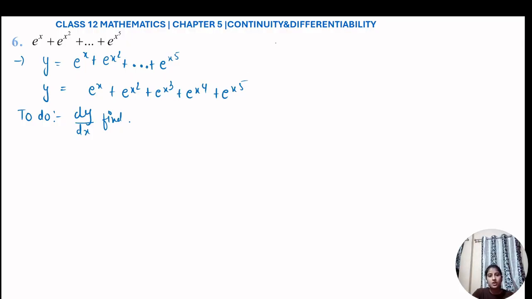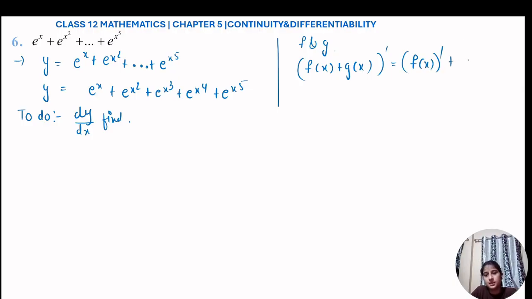Okay. So use your algebra. We know that we have an algebra. I have told this in my introduction video. If you are new, no problem. I will write here. So what is the algebra? That if you have two functions, say f and g. Now, if you have to differentiate f of x plus g of x with respect to x, that means if I denote the differentiation by dash, then its differentiation is given by differentiation of f of x plus differentiation of g of x. Like differentiate sum of the differentiation of both the function.